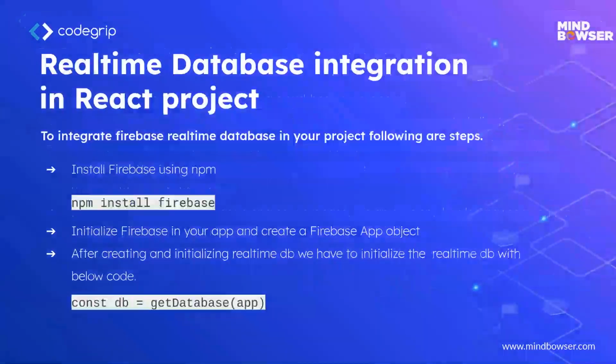So our next topic was how to integrate the real-time database in a React project. We follow the same steps as we implemented in Firestore. First we have to install the Firebase library. Then we have to initialize a Firebase object in the firebase.js file, and after that we have to access the database using the getDatabase function with the app key, which is initialized in our firebase.js file. We will explain this in a demo.